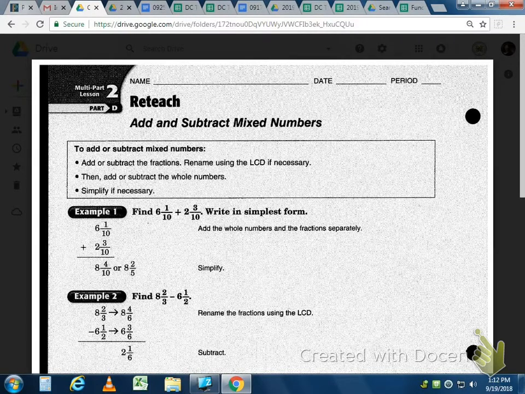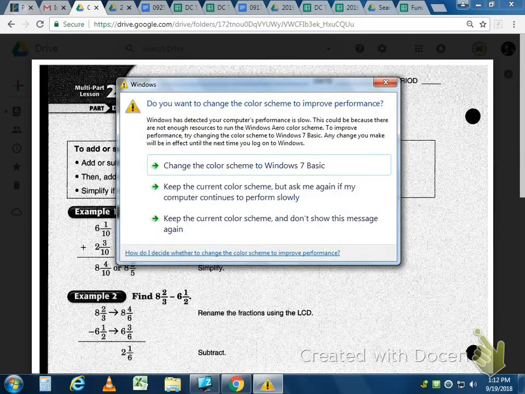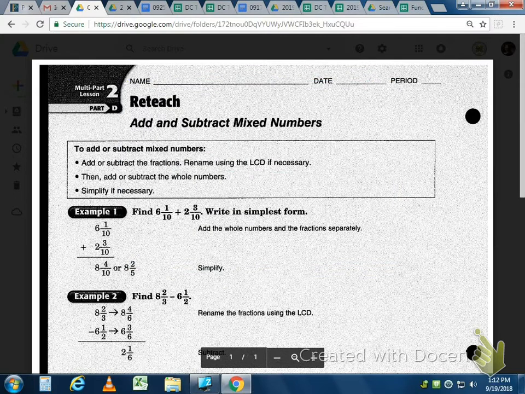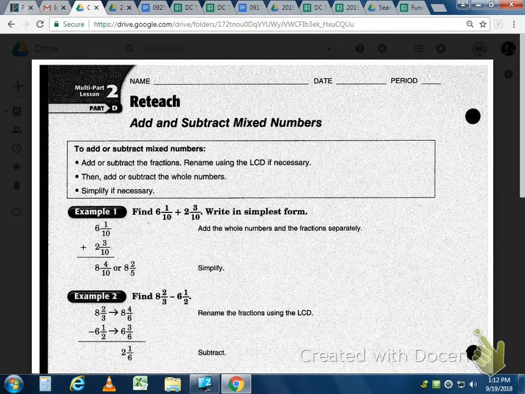3.2D, add and subtract mixed numbers. So we are going to now switch to mixed numbers instead of just fractions, but some of the same rules apply. They have to have a common denominator as you're combining them, and it looks like you'll have a mixture today. Some of them will already have a common denominator and some of them will not.